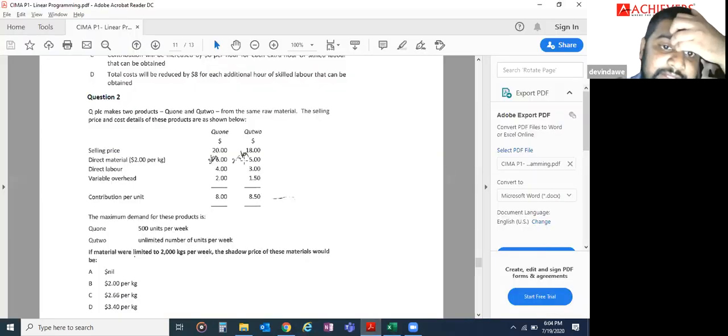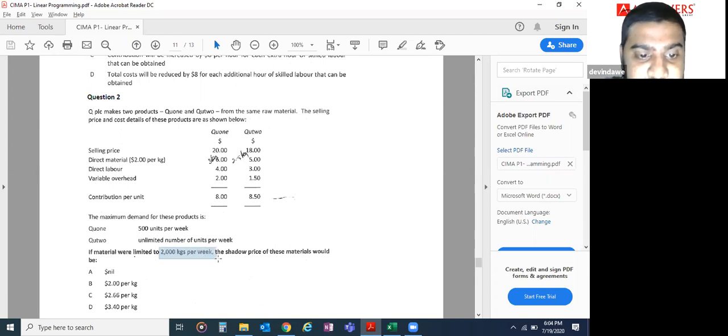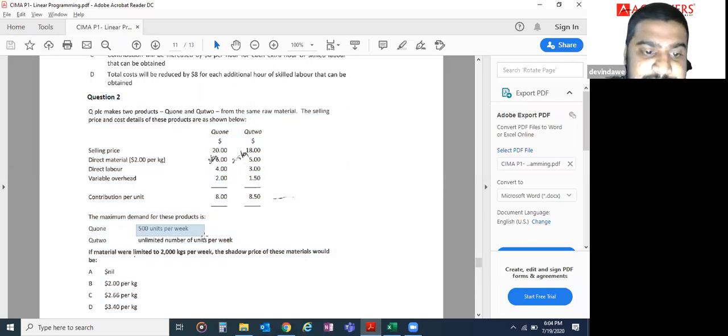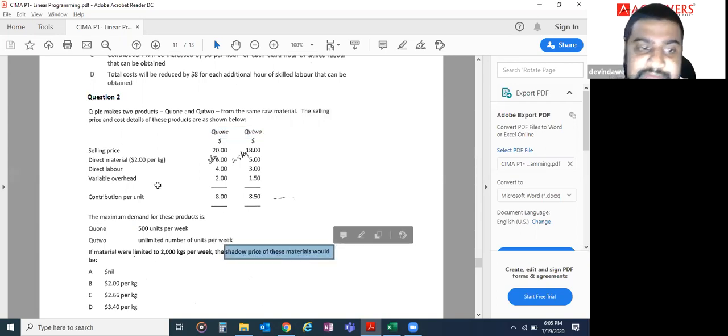So now let's understand, guys. This is a limiting factor analysis question. They have told us we only have 2000 kilos of raw material per week. And for Q1 the demand is 500 units, and for Q2 the demand is unlimited. So let's understand for Q1 and Q2 what the contribution per limiting factor is, because we need to understand how much of Q1 and how much of Q2 we should produce in order to understand the shadow price, or the contribution from one extra kilo of material.